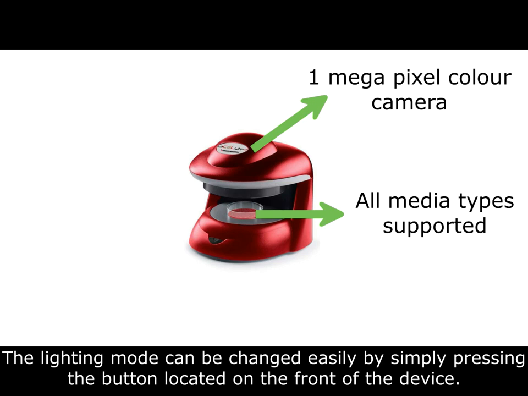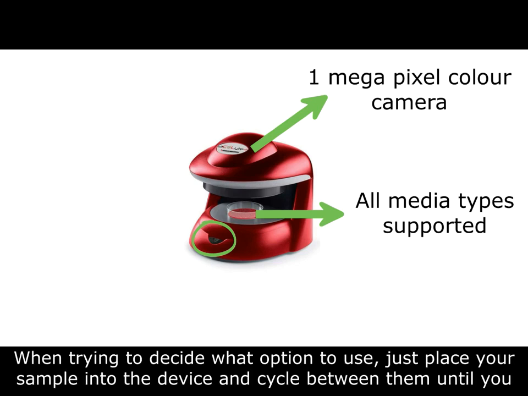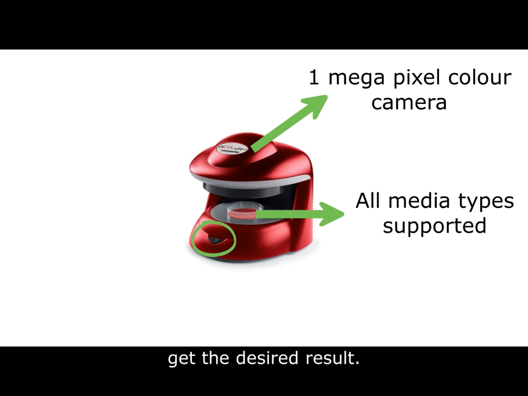The lighting mode can be changed easily by simply pressing the button located on the front of the device. You have the choice between ambient, transmitted, above, and then finally a combination of transmitted and above. When trying to decide the best option to use, just place your sample into the device and cycle between them until you get the desired result.